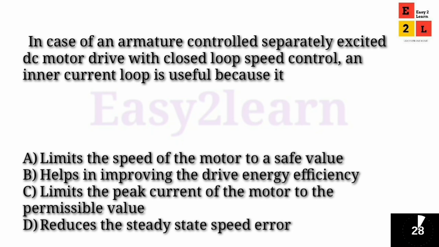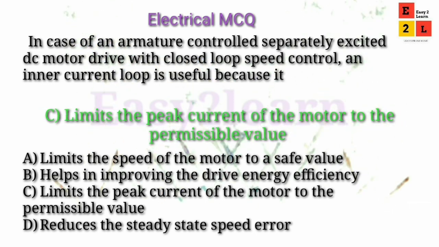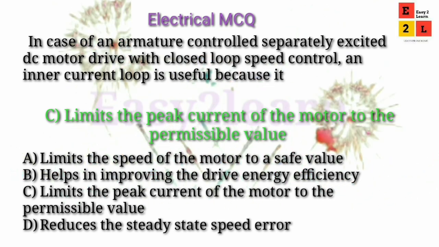8. In case of an armature-controlled separately excited DC motor drive with closed-loop speed control, an inner current loop is useful because it: A, limits the speed of the motor to a safe value. B, helps in improving the drive energy efficiency. C, limits the peak current of the motor to the permissible value. D, reduces the steady-state speed error. The answer is C, limits the peak current of the motor to the permissible value.